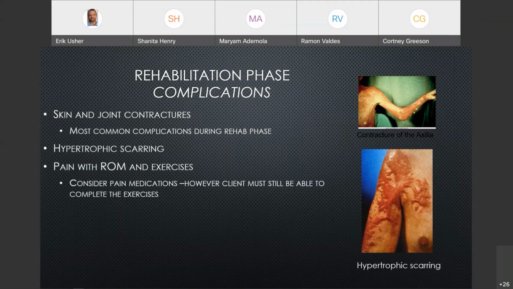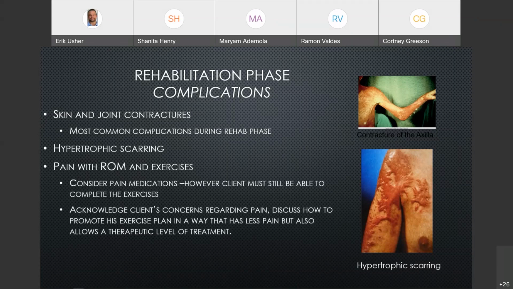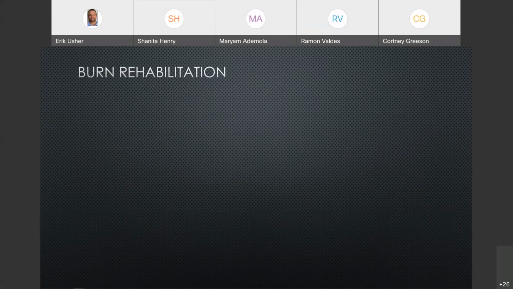So we need to consider pain management. However, they need to complete the exercises. And again, we need to be working with them and acknowledge their concern regarding the pain, but also discuss how it promotes a healthy lifestyle after that. This plan is a way to have less pain going forward, but better ambulation and better movement to let these therapies happen. They need just a better quality of life, and that's what they're there to improve.